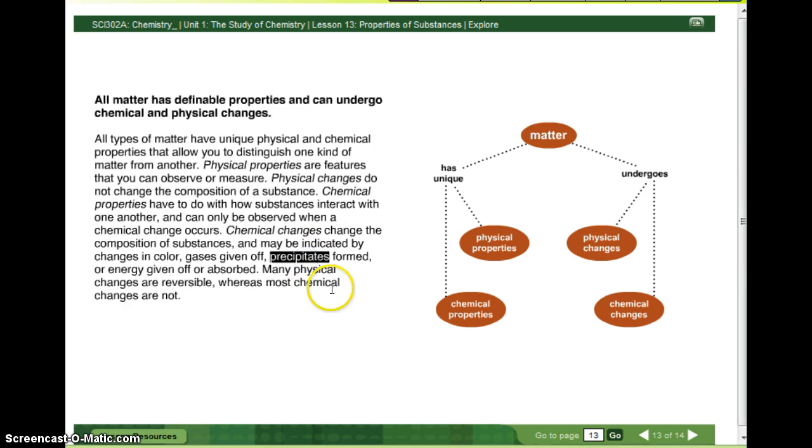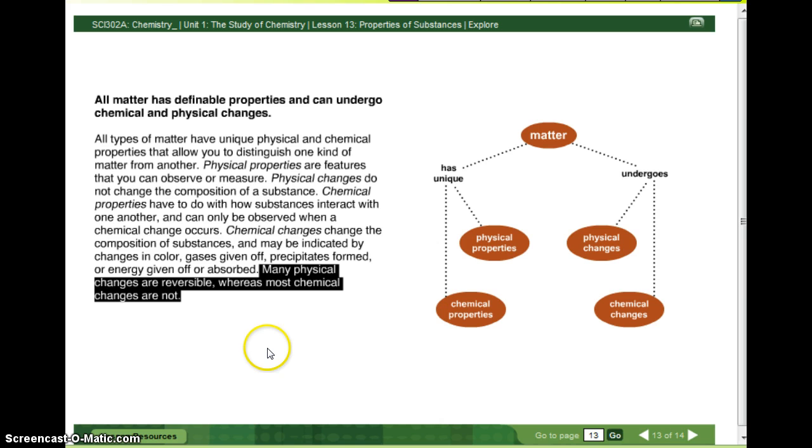Do you remember what precipitate means? Put two liquids together, they chemically combine, and you get a chunky solid. This word's going to come up a lot this year. Many physical changes are reversible, whereas most chemical changes are not. Matter has unique physical and chemical properties. Matter undergoes physical and chemical changes.